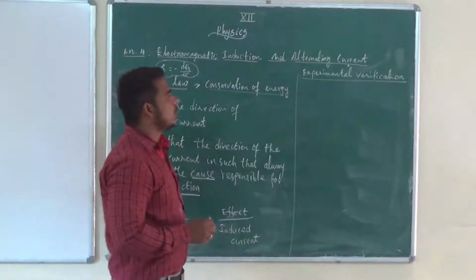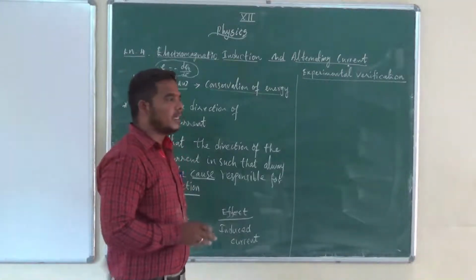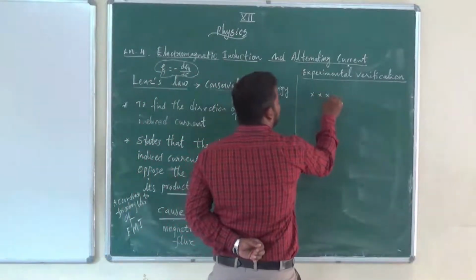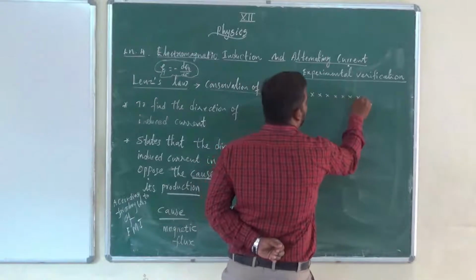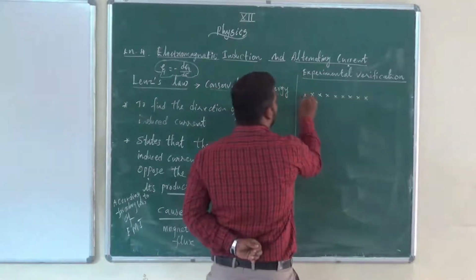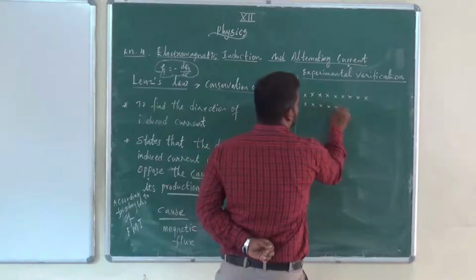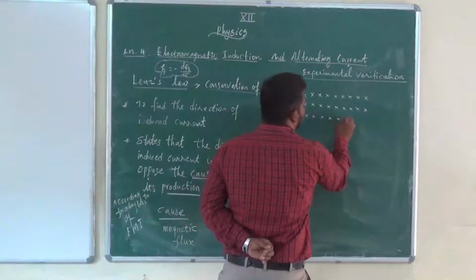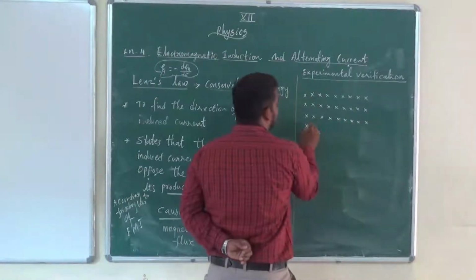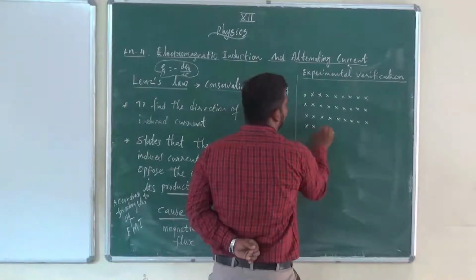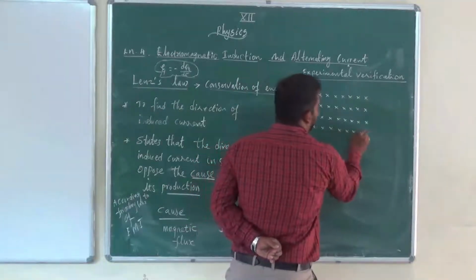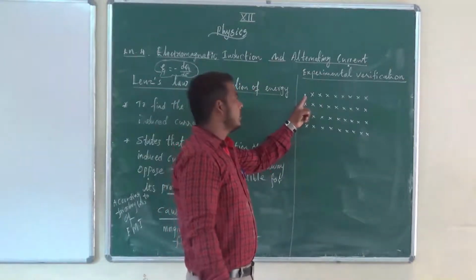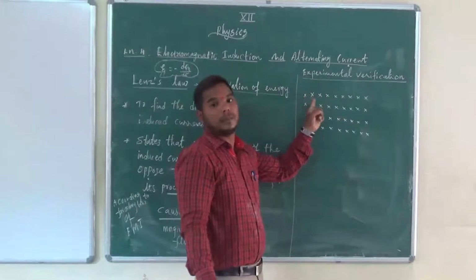So the experimental verification is nothing but, I'll take a uniform magnetic field in the plane of the paper. Here the cross symbol indicates the magnetic field is perpendicular to the plane of the paper.